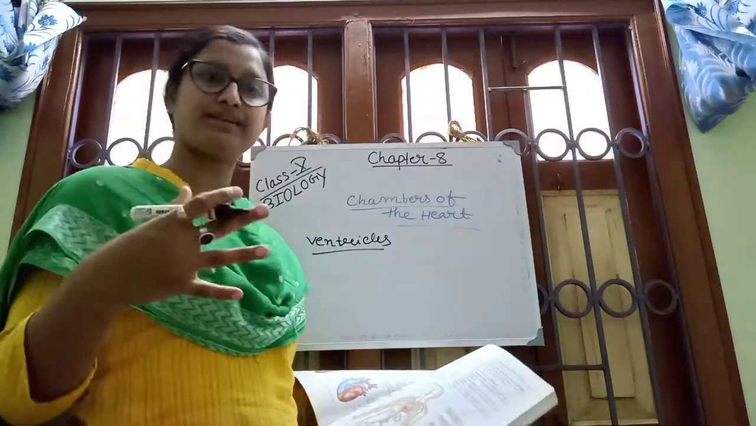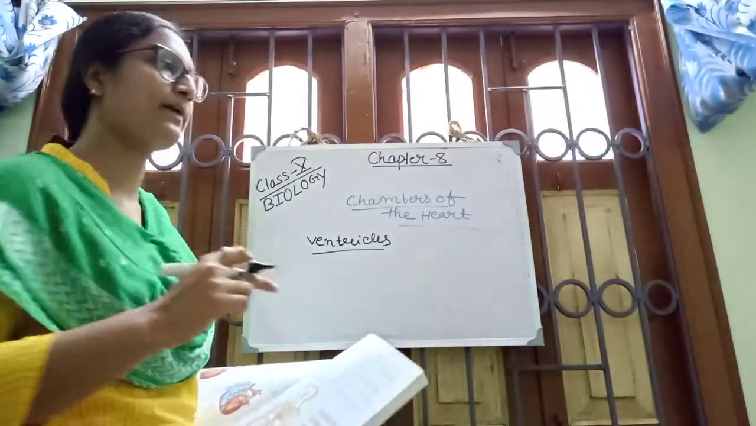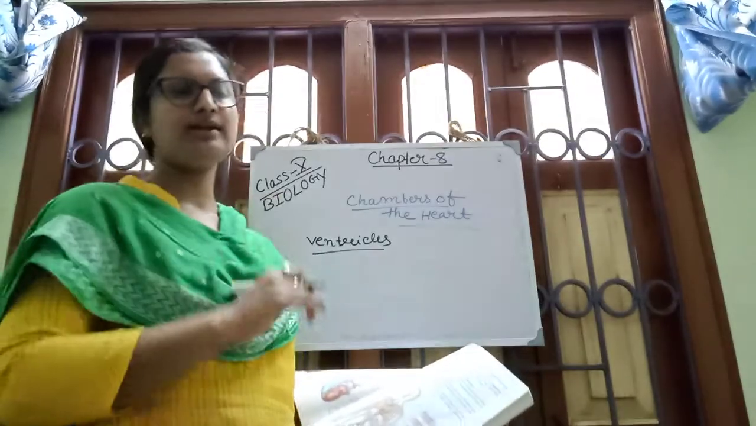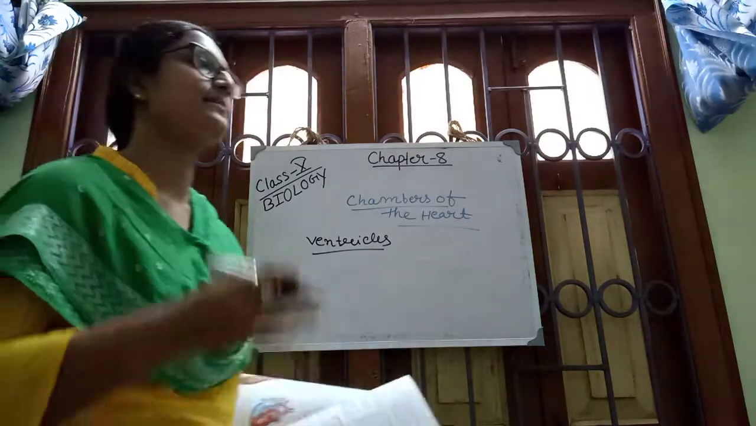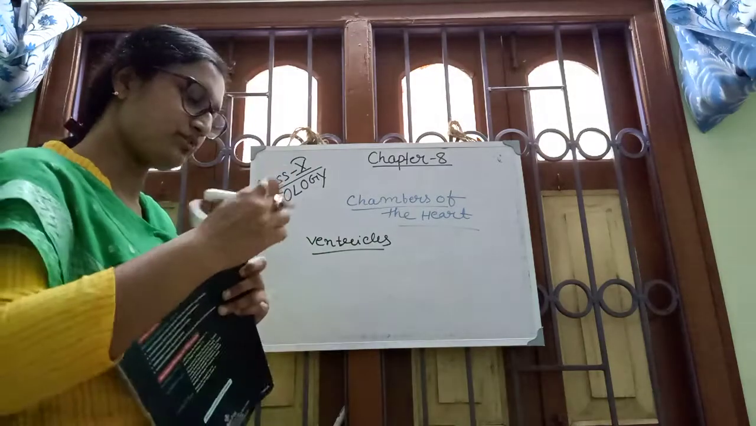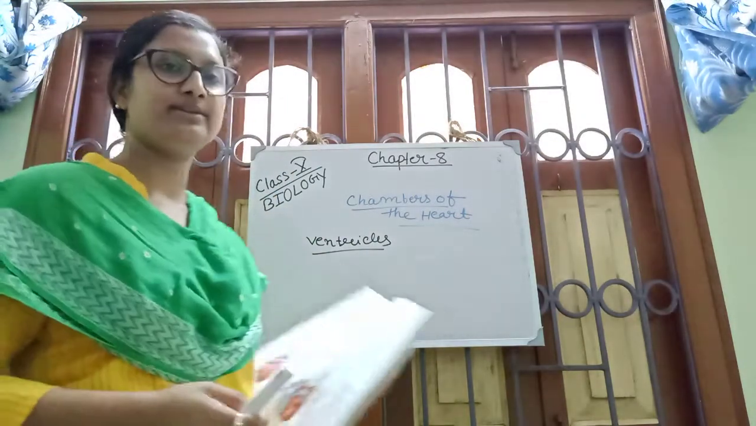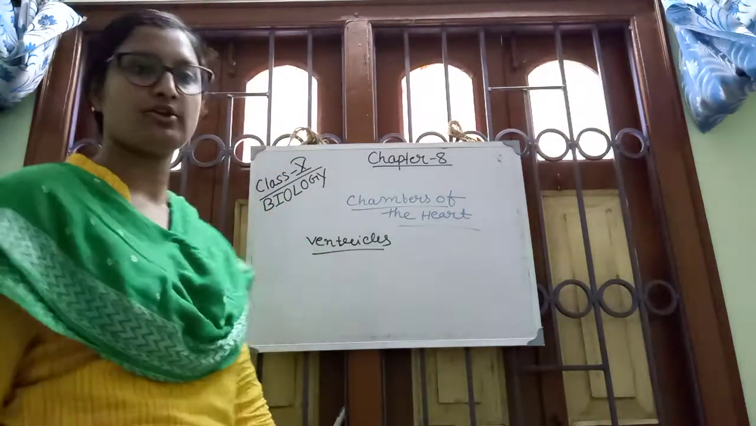When we discuss the blood circulation, you will understand better. The right ventricle pumps through the pulmonary artery to the lungs, so it is less thick. It is separated by the interventricular septum. Okay, and this is the internal structure of the heart.